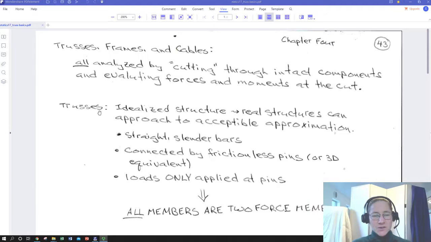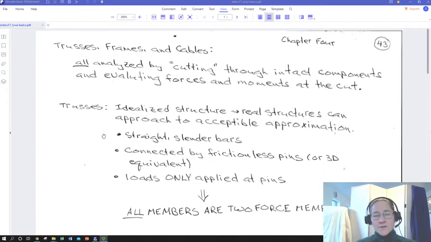Okay, on to trusses. What are trusses? They have a very specific definition, and that specific definition gives us all of our simplifications that we can apply. So first of all, they're idealized structures. Real structures can approach the ideal to acceptable approximation, which is why you're studying it. Otherwise, we wouldn't be studying it.